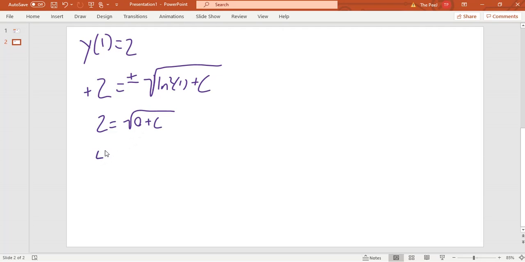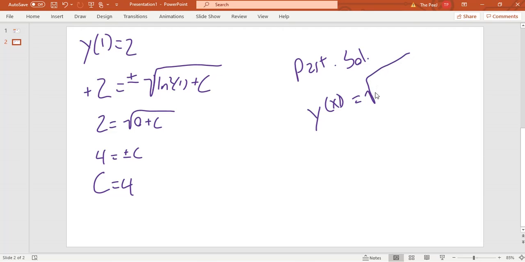Squaring both sides gives us 4 is equal to plus or minus c. And since c is in this square rooted term here, it's going to have to be positive in order to get out to that side. So again, we can ignore that negative there. We know that c is equal to 4, which means that our particular solution is going to be y of x is equal to square root of natural log squared of x plus 4.